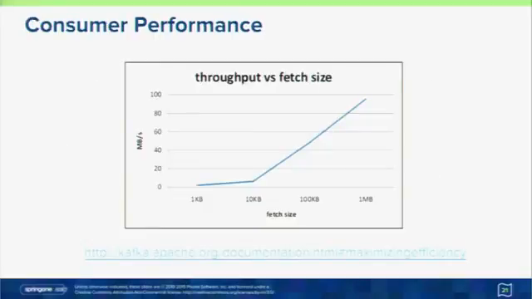All right, so let's talk about the consumer and how that works, and then a little bit more about the efficiencies that Kafka has built into it. When you're reading from Kafka, if you look at this chart, you're basically pulling data as fast as your network can go, right? No matter how much data you're pulling out of Kafka, you're going to be bound by your network, essentially.